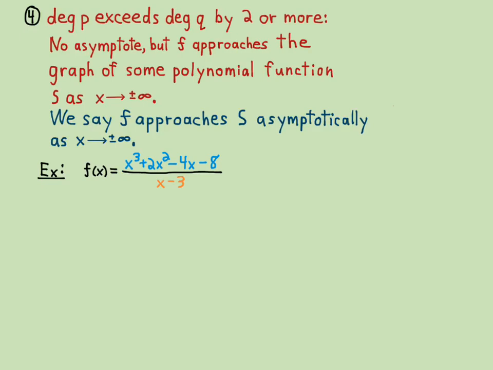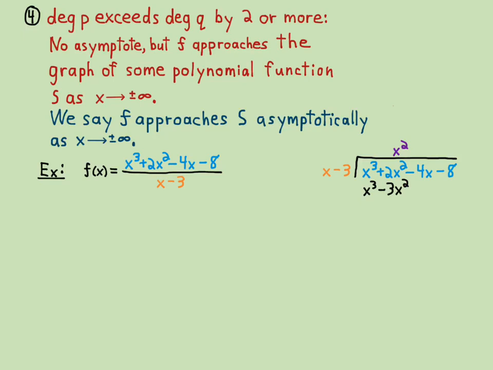So here's my example. x cubed plus 2x squared minus 4x minus 8 over x minus 3. Notice the degree in the numerator is 3. The degree in the denominator is 1. So the degree in the numerator is 2 more than the degree in the denominator. So when I divide, my first term is going to be an x squared term. And that's why it's not going to be a line. Right? So you divide, you get an x squared.